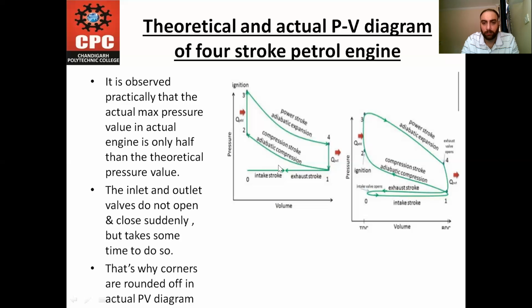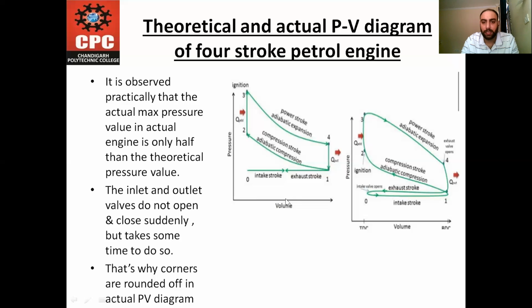So let's start with the comparison. In the actual PV diagram, the actual maximum pressure in an actual engine is only half of the theoretical pressure value. So we simply say the pressure produced in the theoretical PV diagram is more as compared to the actual PV diagram. So we can say the pressure value in the actual PV diagram is half that of the theoretical PV diagram.